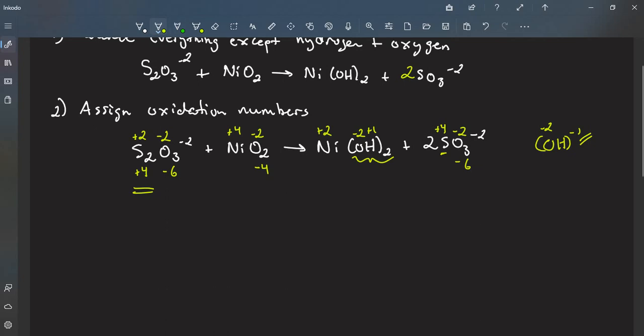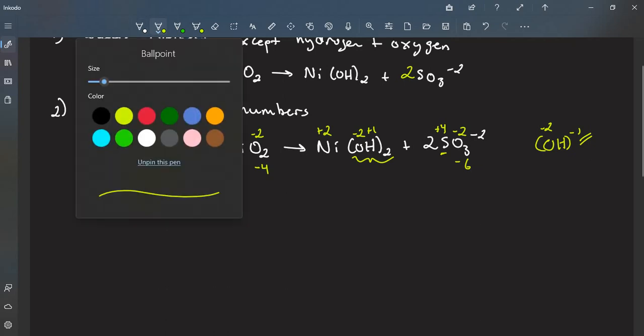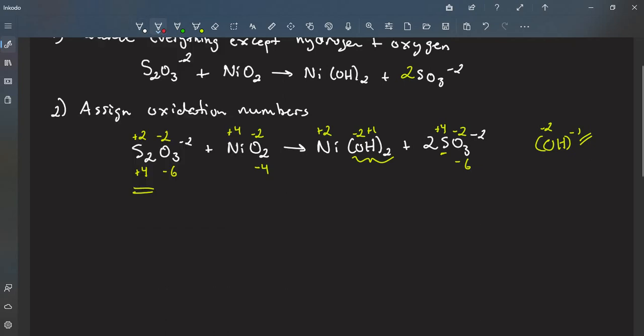Right, so this is an important step because next we're going to figure out how these oxidation numbers are changing so that we can then separate them into our half reactions. We see that sulfur's oxidation number has changed. It's gone from +2 to +4, right? So that's changed. We'll talk about that in just a bit. The other oxidation number that's changed is nickel. Sorry, I said nitrogen, I meant to say nickel. Nickel has gone from +4 here to +2. So that has changed as well.